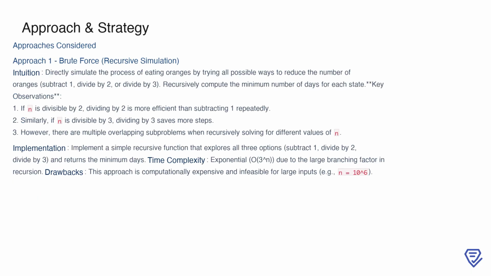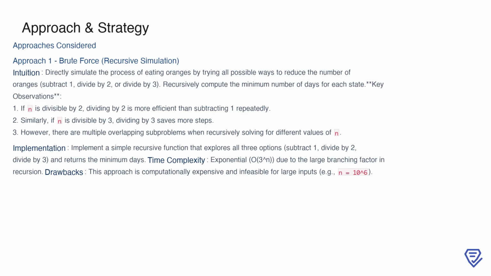To solve the problem of finding the minimum number of days to eat n oranges, the first approach we could consider is a brute force recursive simulation. The intuition here is straightforward. We simulate the process by trying all possible ways to reduce the number of oranges. These options include subtracting 1, dividing by 2 when divisible, or dividing by 3 when divisible. The goal is to recursively compute the minimum number of days required for each state.